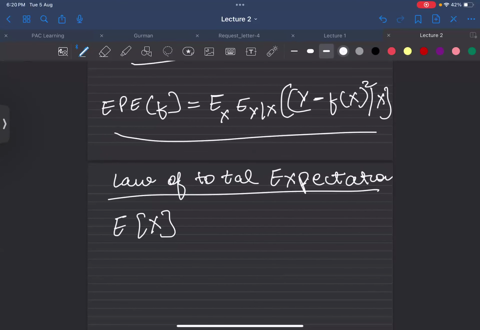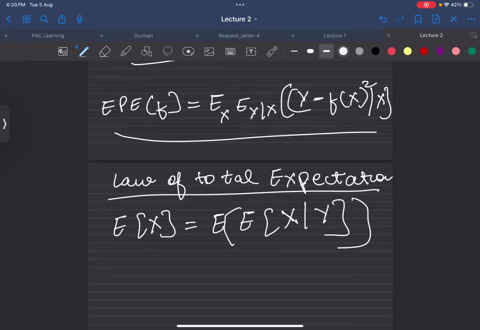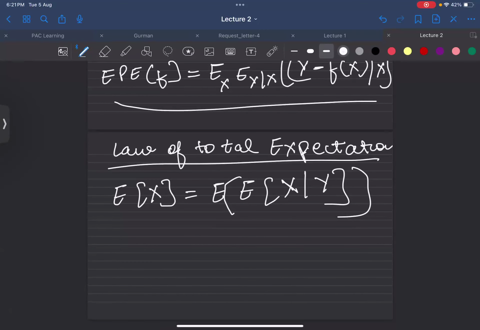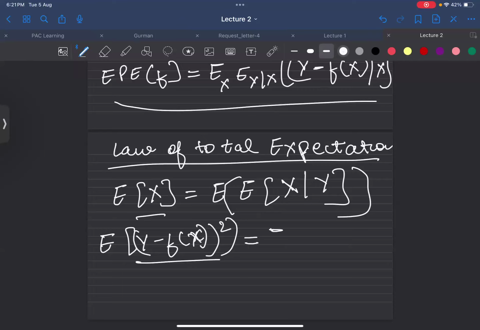So if I talk about expectation of X, it's like expectation of X given Y. So this is basically the law of total expectation. This is just the formula. Okay. Now we have applied the same formula here. How have we applied it? Let's see. So I have the expectation of Y minus f of x square. So the same thing we have done here. As we are given X, the expectation of Y minus f of x square given X.